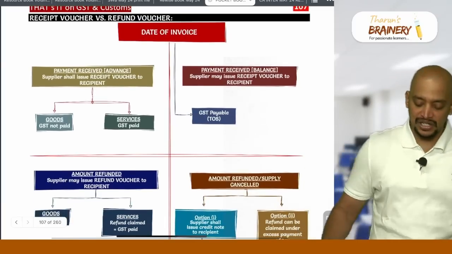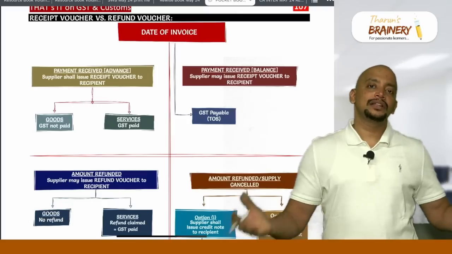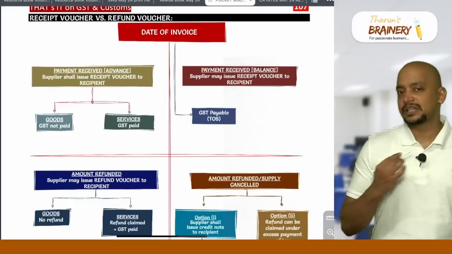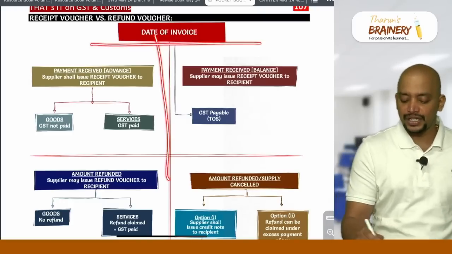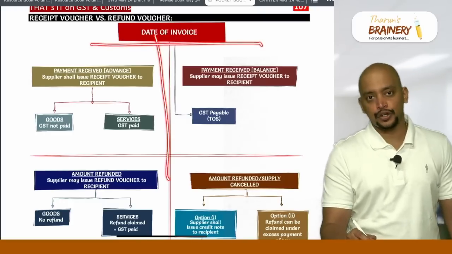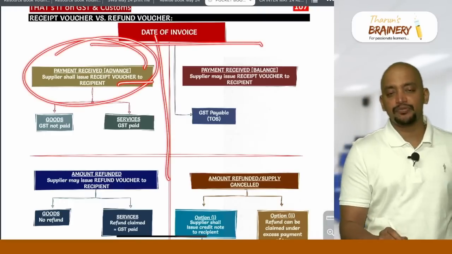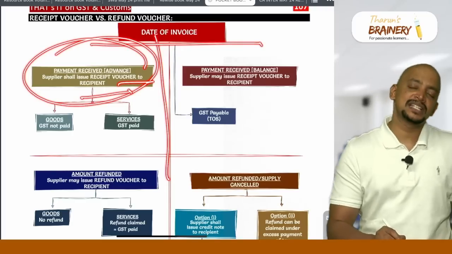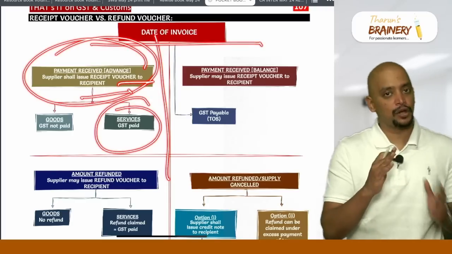Then this is one special scenario, connecting all other documents and the options available to the supplier. Suppose the supplier has collected the money before the date of invoice, so what is the name of the document? The supplier shall issue a receipt voucher to the recipient, and if it is goods, GST is not payable on advance, whereas in case of services, GST will be payable on advance.